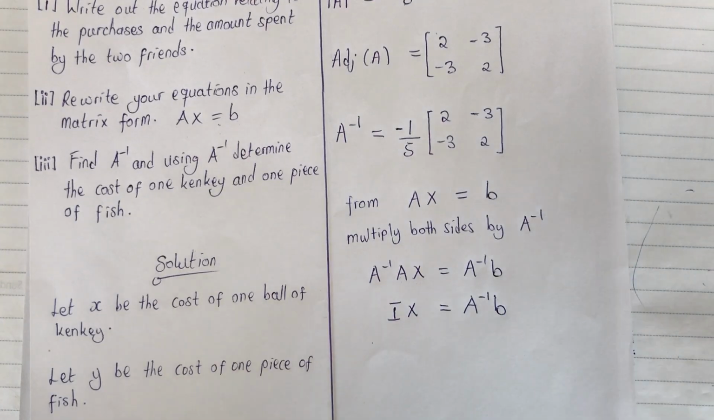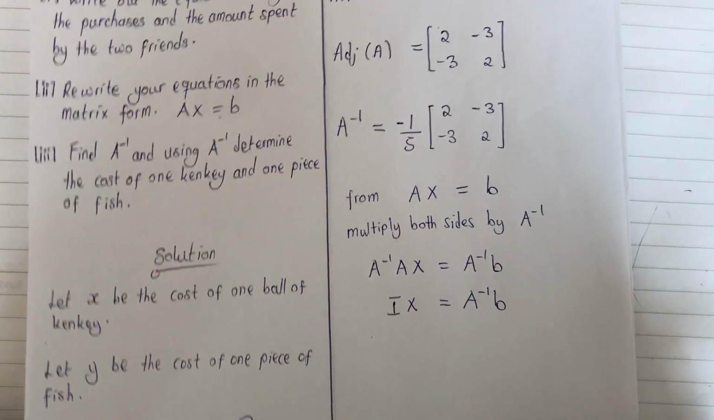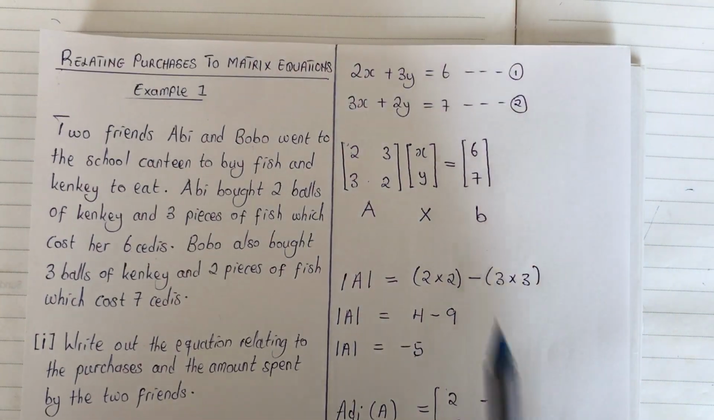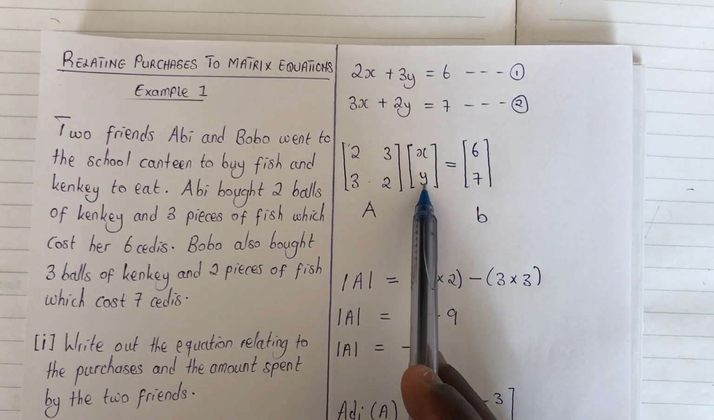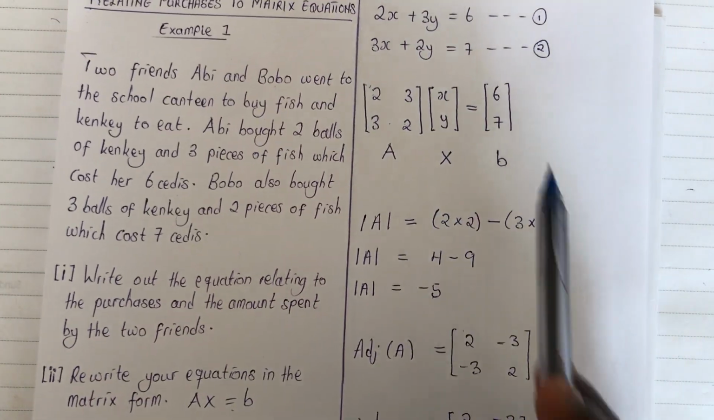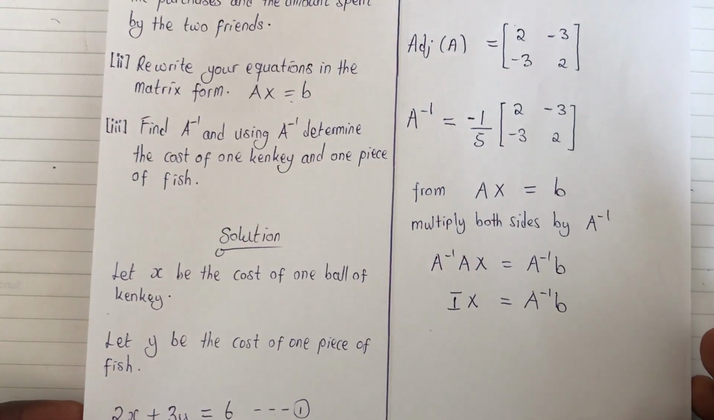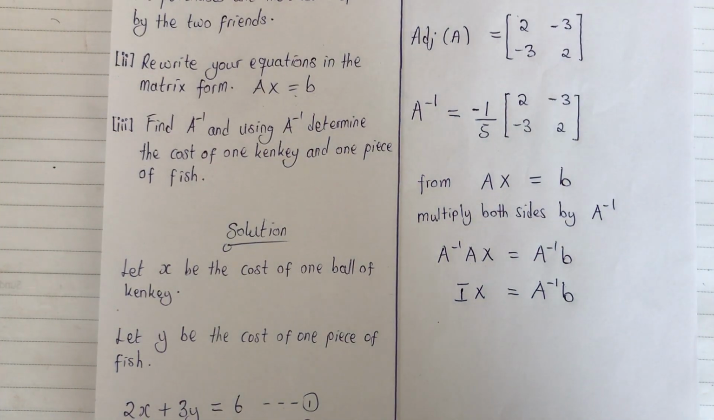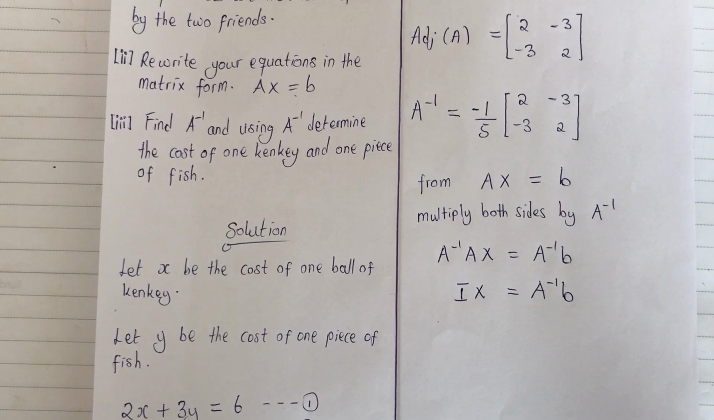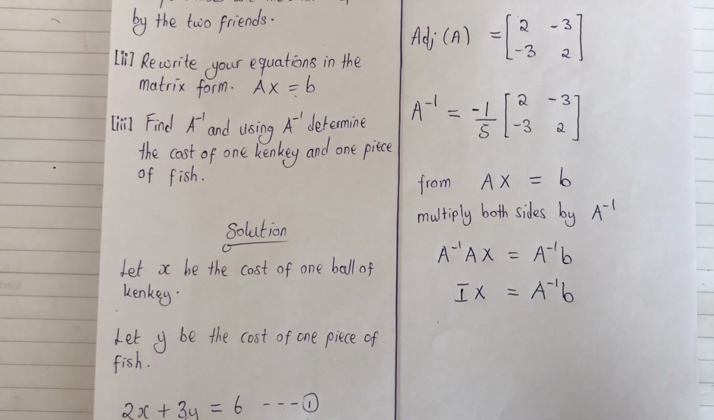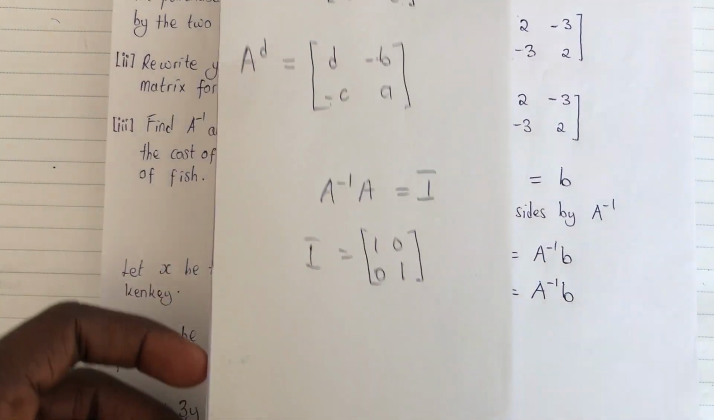Remember that X is representing the value or the result for X and Y that we have here. Now, let's assume that we have a value for X and Y, let's say 2 and 1 or 2 and 4. When you multiply that result by the identity matrix, you are still getting the variables X and Y. Now, let me show you that one too.